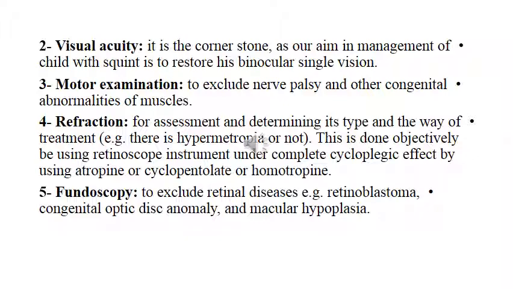This is done after complete cycloplegic effect. What we mean by that is we usually use atropine or homatropine or cyclopentolate. These agents are used during detection of refractive error in squint patients or in children below 7 years old. All children below 7 years old, if I need to examine them for refractive error, we need to use any of these drops. Then we subject the child to retinoscopic examination.